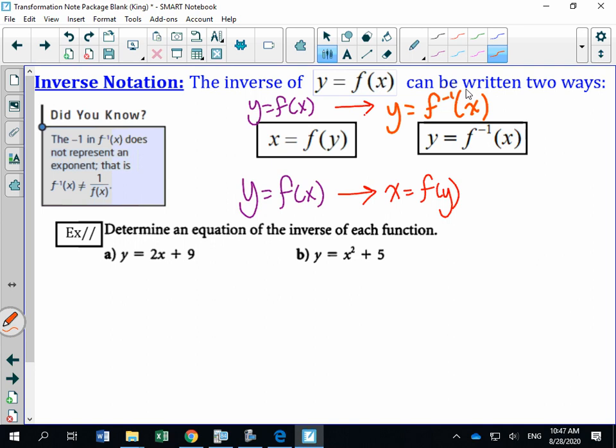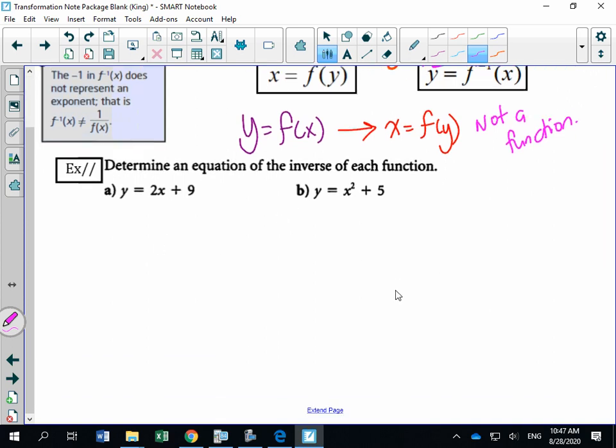Now, if your inverse is a function, this is how we could write it. If your inverse is not a function, meaning the inverse fails the vertical line test, this is how we would write the equation of the inverse. Okay, so this is how we would show it if the inverse is not a function. And I'll show you two examples that we're going to do. One's going to be the inverse as a function and one is not going to be a function and how we would show that.